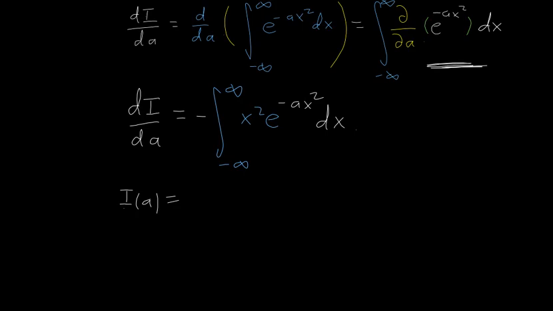I of a is equal to the double integral, because I now have to integrate again. If I have dI/da and I want to get to I of a, I have to integrate again. So integrate from minus infinity to infinity, x squared e to the negative ax squared dx. This is what we're dealing with.